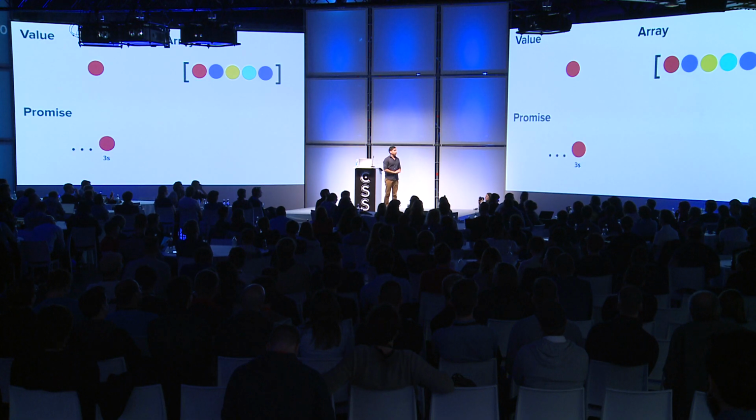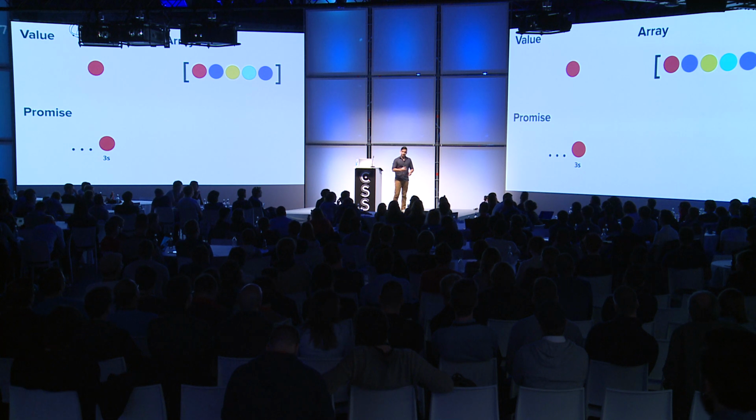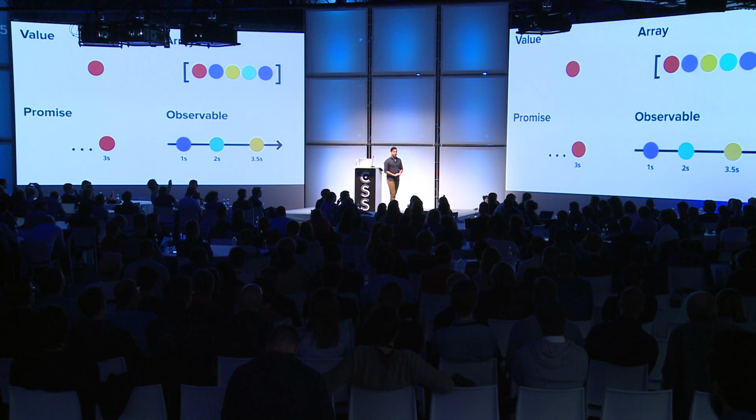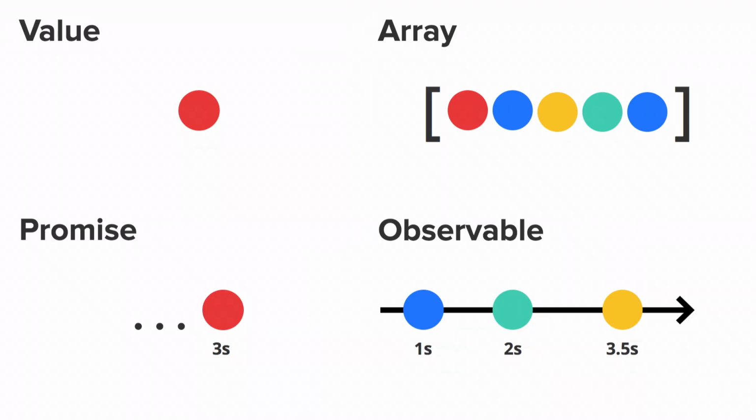Now, what about things that happen over time? A single value can be represented as a promise. You get a value, but it doesn't come immediately. It comes eventually, maybe after 3 seconds. What we're going to be talking about today is observables, which are multiple values just like an array that all occur over time.